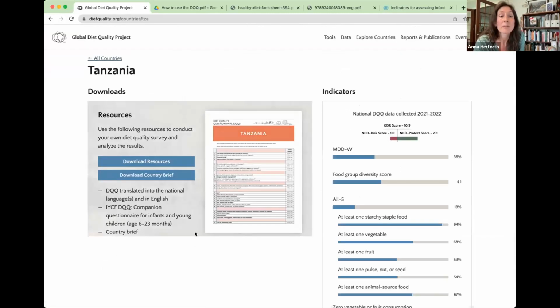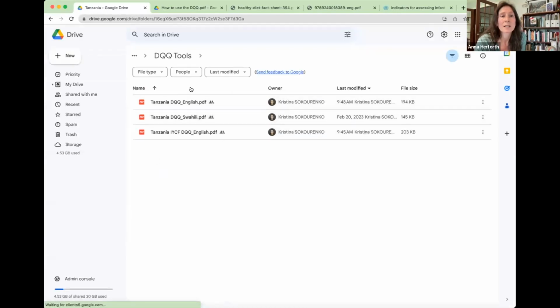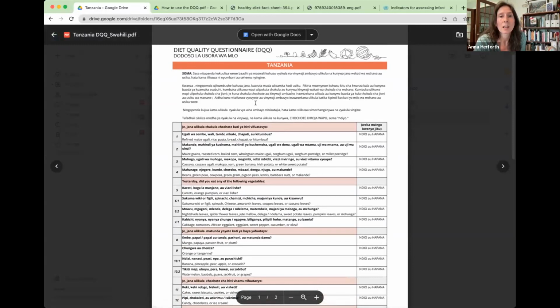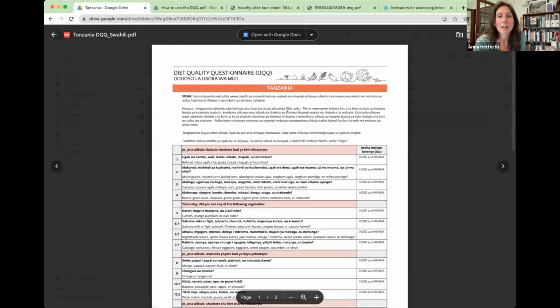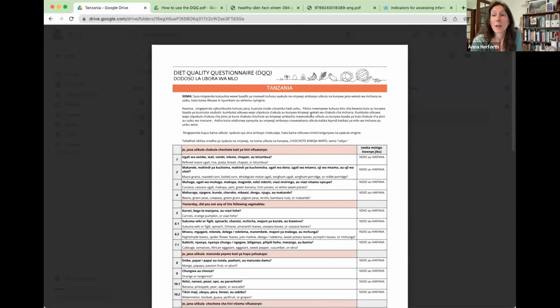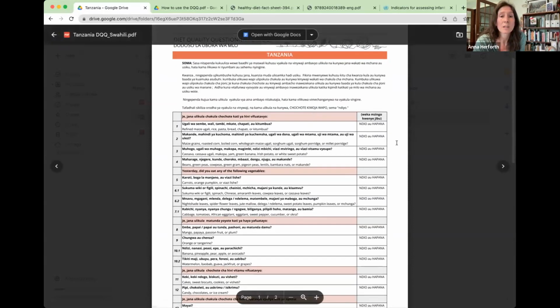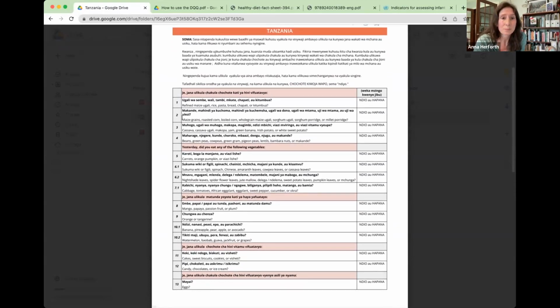I'll show you an example from Tanzania. Here we are at the country page. Data has been collected in the Gallup World Poll, which we see represented here on the side. In the resources section, we can click download resources, and we find here the Tanzania Diet Quality Questionnaire in English and Swahili. If we look at the Swahili one, we see the introduction that's been translated into Kiswahili. It basically asks the respondent to think about their day yesterday and everything they consume throughout the day. And then these are yes or no questions on each food group.